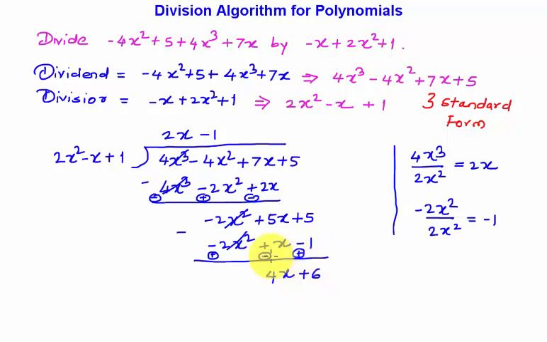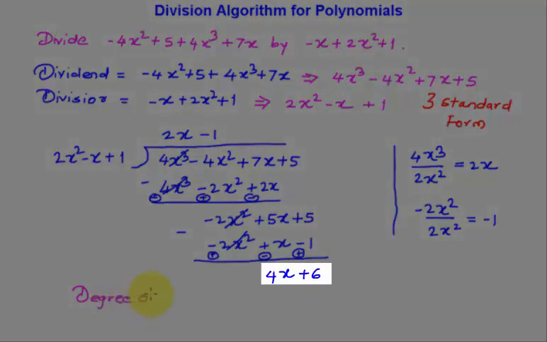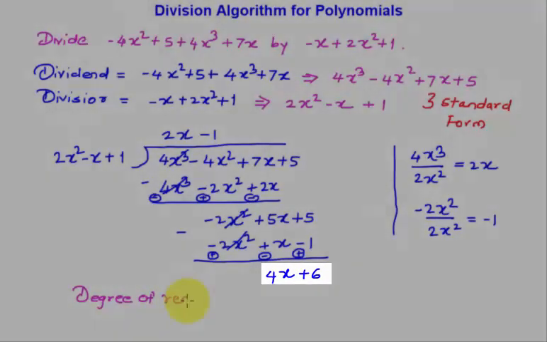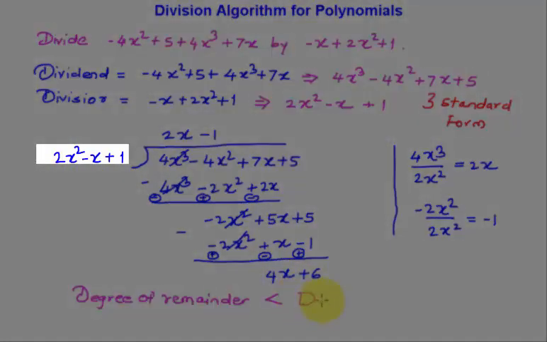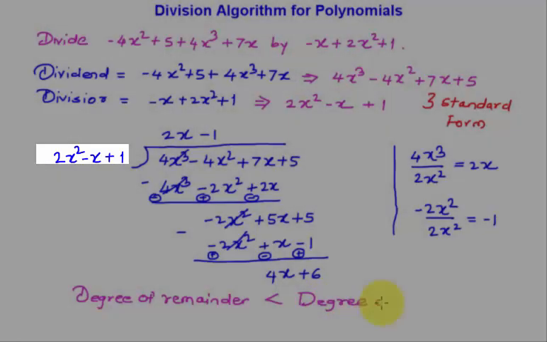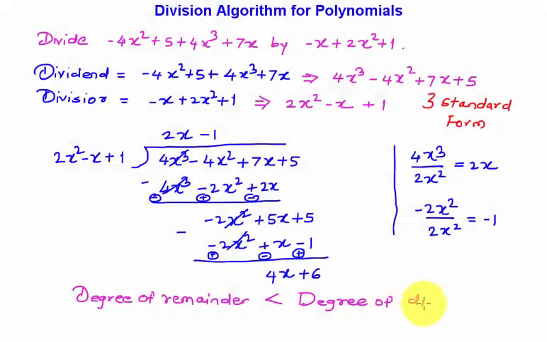Now if you see the degree of the remainder, the degree of the remainder is 1 over here, which is less than the degree of the divisor, which is 2. Hence at this step we'll stop over here and the division is complete.